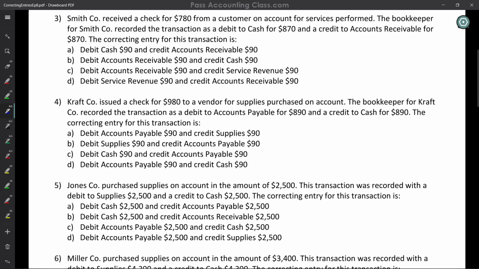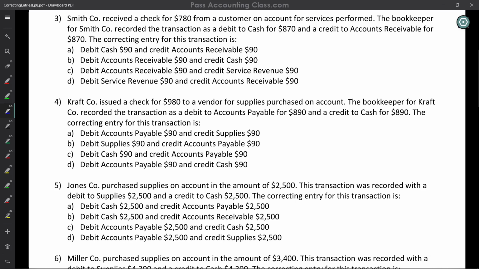For question 3, it says, Smithco received a check for $780 from a customer on account for services performed. The bookkeeper for Smithco recorded the transaction as a debit to cash for $870 and a credit to accounts receivable for $870. The correcting entry for this transaction is debit cash $90 and credit accounts receivable $90, debit accounts receivable $90 and credit cash $90, debit accounts receivable $90 and credit service revenue $90, or debit service revenue $90 and credit accounts receivable $90. So anytime I see correcting entry questions like this, I use T accounts.